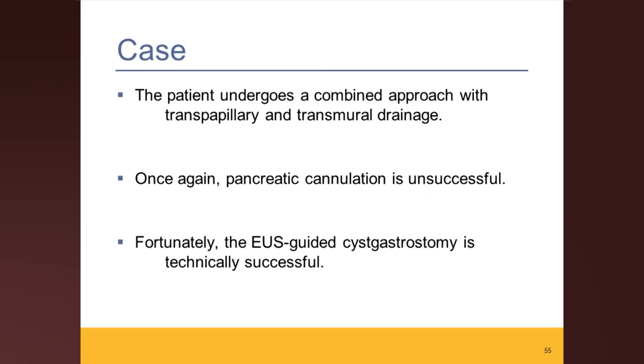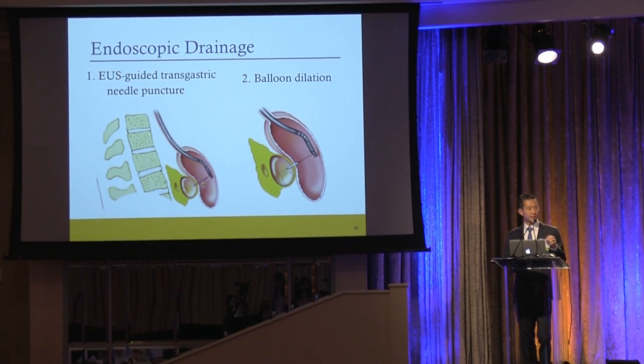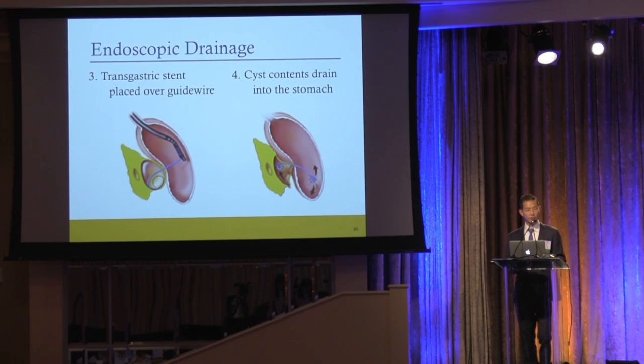So again, the patient gets the wrong treatment, but undergoes a combined approach with both transpapillary and transmural drainage. But once again, the pancreatic cannulation is unsuccessful. Fortunately, the EUS-guided cystgastrostomy is technically successful in this case. And again, these are the basic steps that we do to perform a traditional EUS-guided transgastric drainage of a pseudocyst. We showed the new Axios stent yesterday at the video forum. But typically, you hit the cyst through the stomach with the needle, you dilate the tract, you place a stent over the guide wire, and basically the cyst contents drain into the stomach.